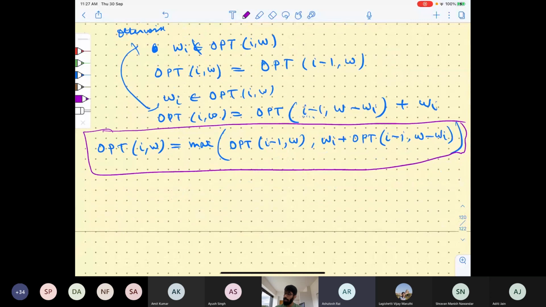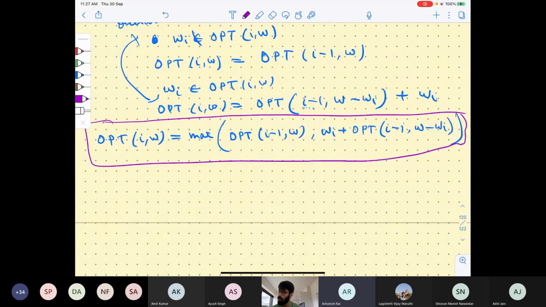Good. So now this basically tells us how to compute the smaller subproblems and so on. But what is the ordering here of the subproblems that we are going to use?